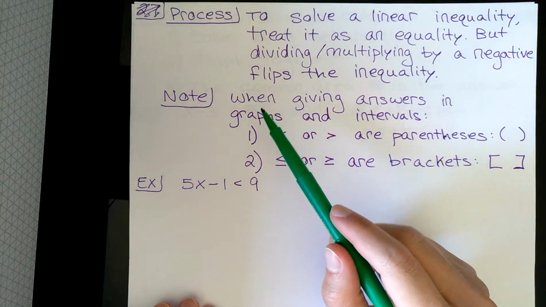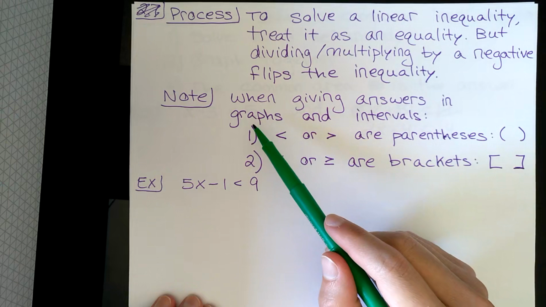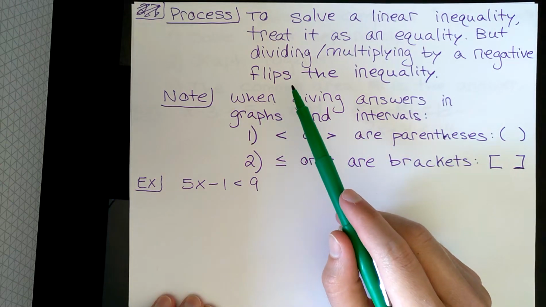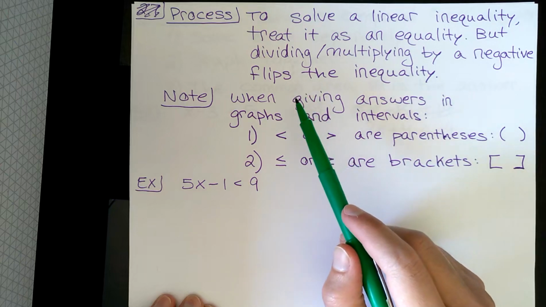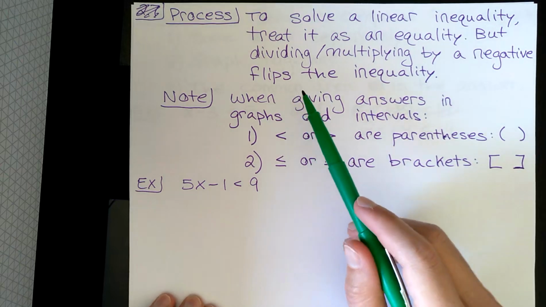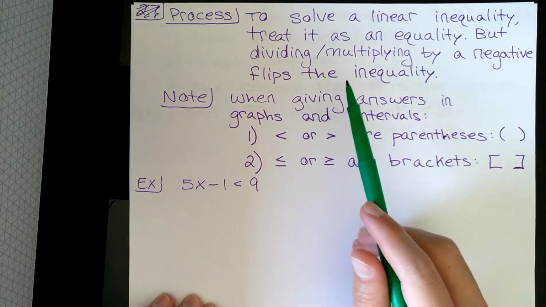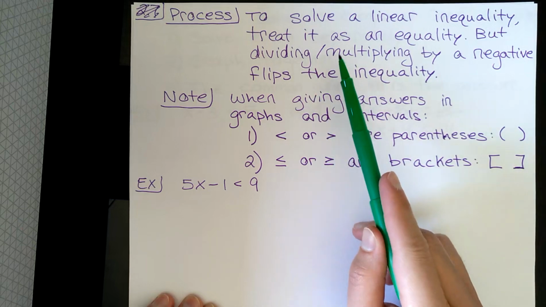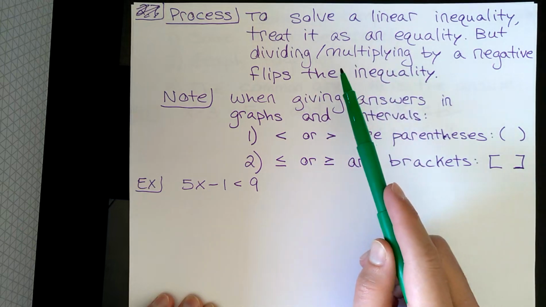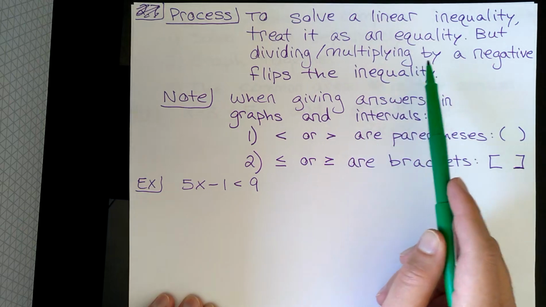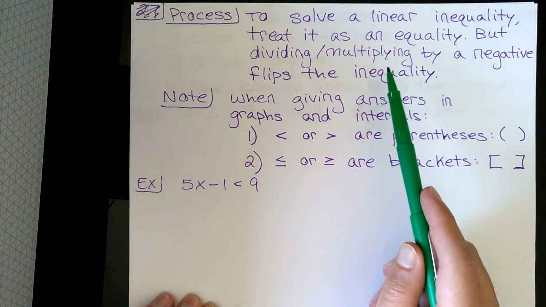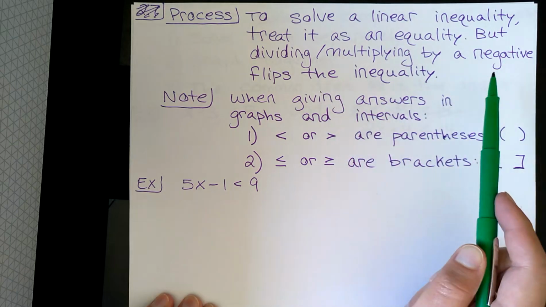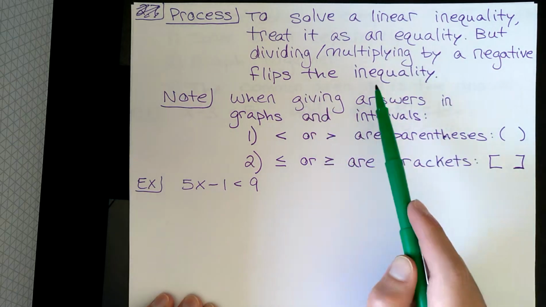So for this section, we're going to be talking about linear inequalities. A linear inequality is basically a way of solving a new type of equation. They aren't technically equations, but they work very similarly, which we'll actually talk about in this process. To solve a linear inequality, we treat it the same way as an equality, the same way as an equal sign. But dividing and multiplying by a negative now flips the inequality.